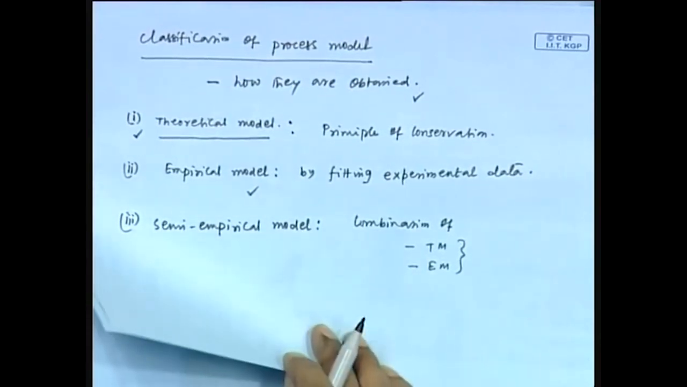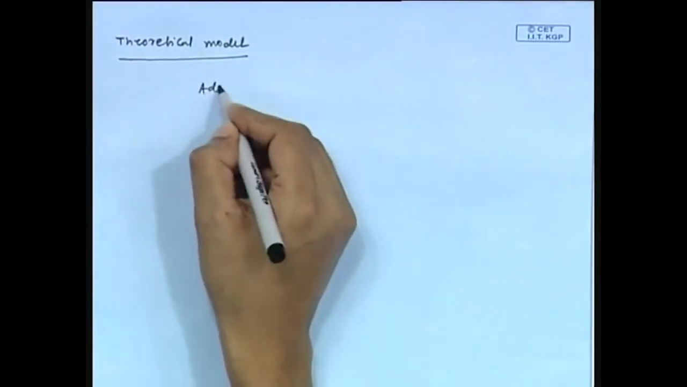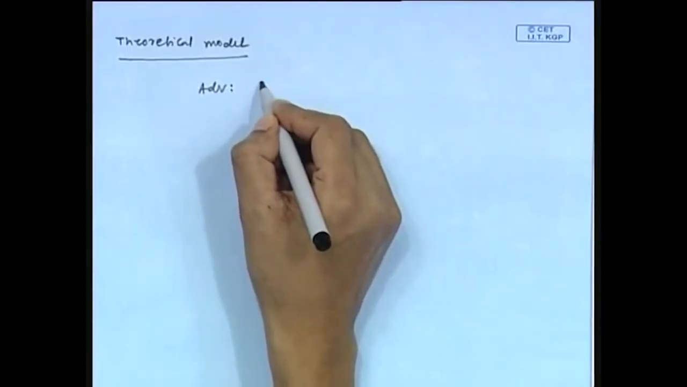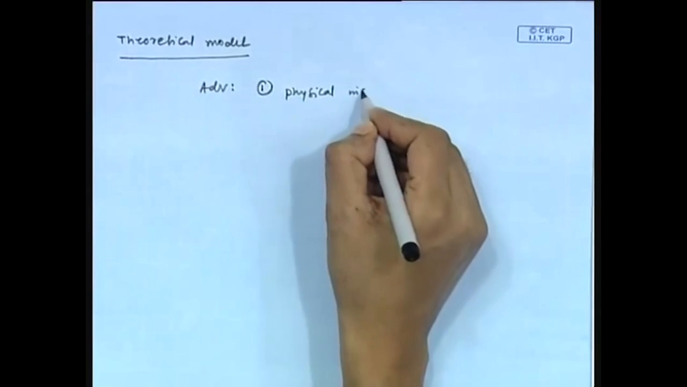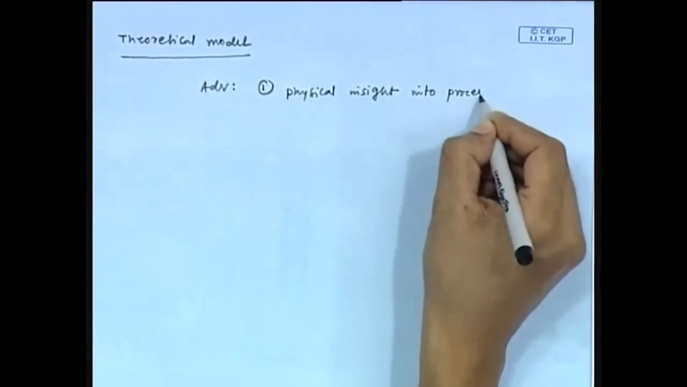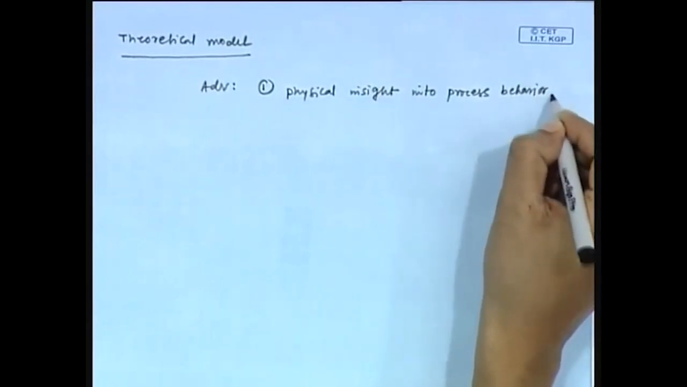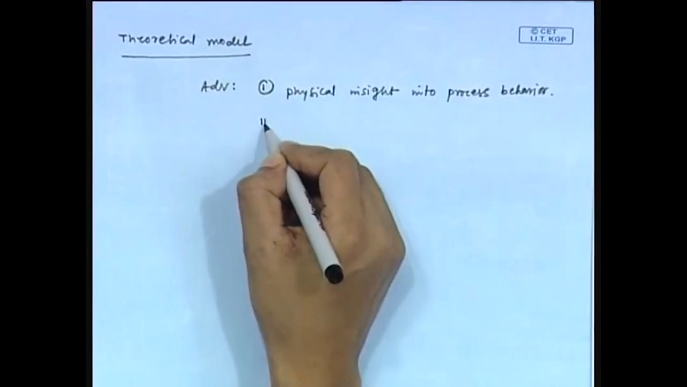Next, we will discuss in brief what are the advantages and disadvantages of these models. So, first is the theoretical model, which is developed based on the conservation principle. So, what is the advantage of this model? First advantage is it provides physical insight into process behavior. This is the first advantage. Fine. Physical insight into process behavior.